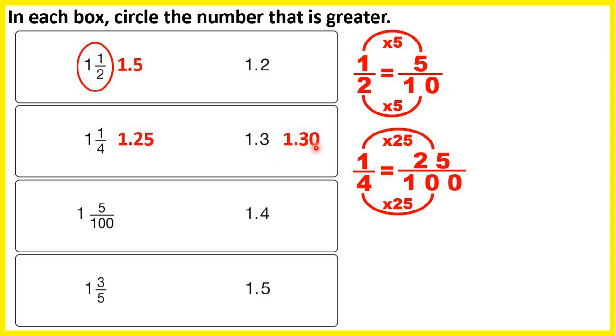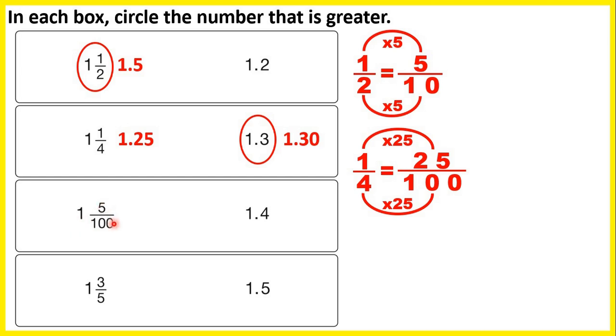We can put zeros on the end of decimals without changing the value of the number. And the reason why we can do that is because all this zero tells us is that we don't have any hundredths in the number 1.3. But now we can see that 1.3 is larger than 1.25, so larger than 1 and 1/4, because 1.3 has 3/10, but 1.25 only 2/10.